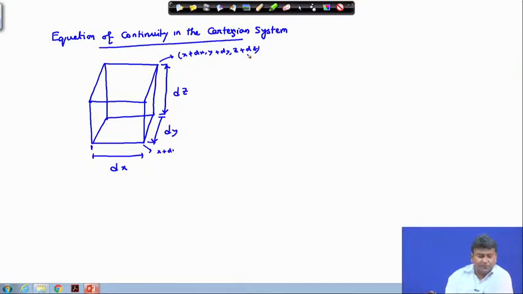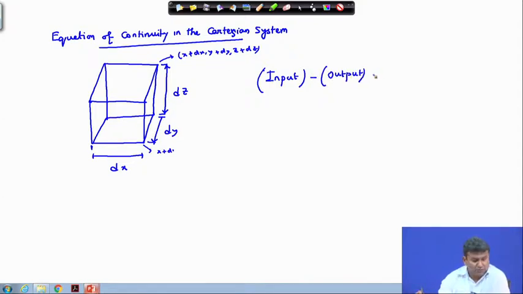So, what is going to happen? If we would like to write a general mass balance for a control volume, how would it look? It would be the most primitive form: input minus output plus generation is equal to accumulation. This is the most commonly known form. So, it can be mass in minus mass out plus mass generation is equal to mass accumulation.